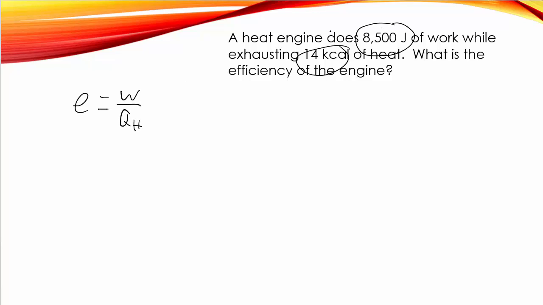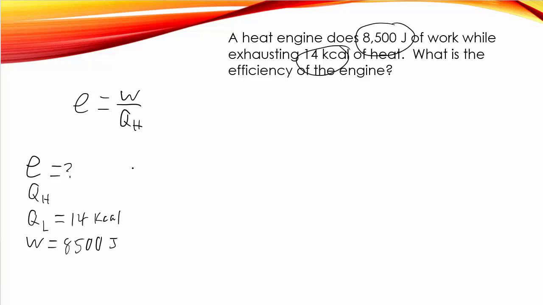We essentially have four things we're dealing with in all of these problems. We've got efficiency, QH, QL, and W. And in this case, we're trying to find efficiency. We're given 8,500 joules of work, so that goes here. And exhausting heat, that goes here, QL. That's the low temperature, the heat that flows out to the low temperature side of the engine. And that's 14 kilocalories.